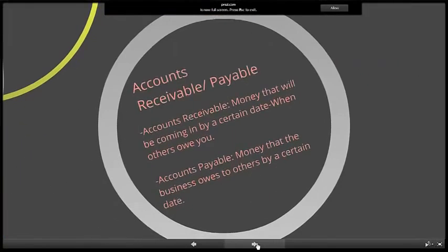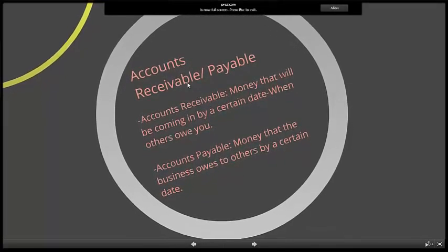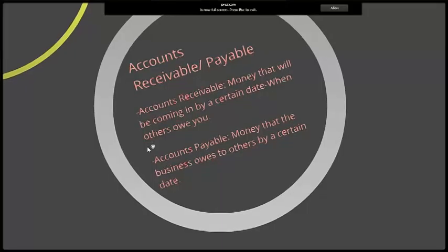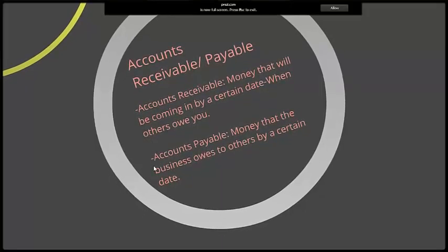A couple of terms that you should be made aware of that we will be using throughout this course are accounts receivable and accounts payable. Accounts receivable is money that will be coming in by a certain date when others owe you money. So these are always going to be assets because they're accounts that you will be receiving. Accounts payable is money that the business owes to others by a certain date. So it's money that we will be paying to others, and these will always be a liability. These are just two terms that you should know as we move forward in this course.